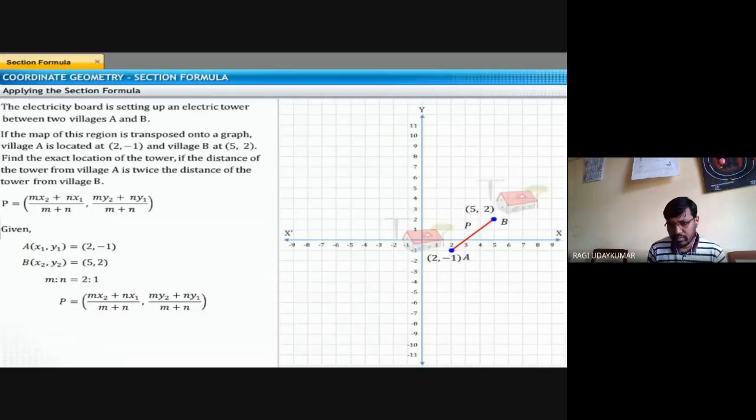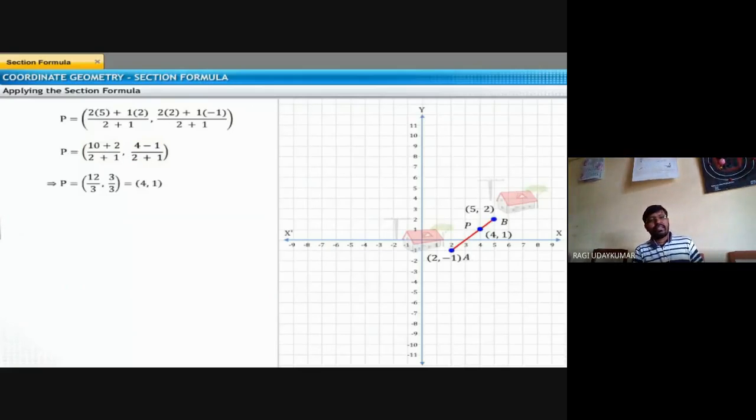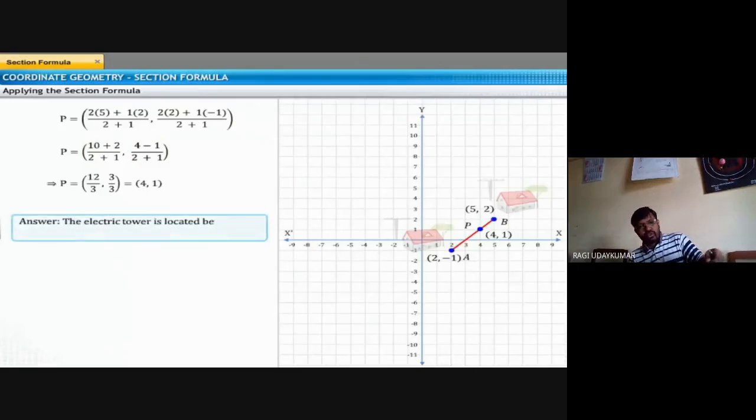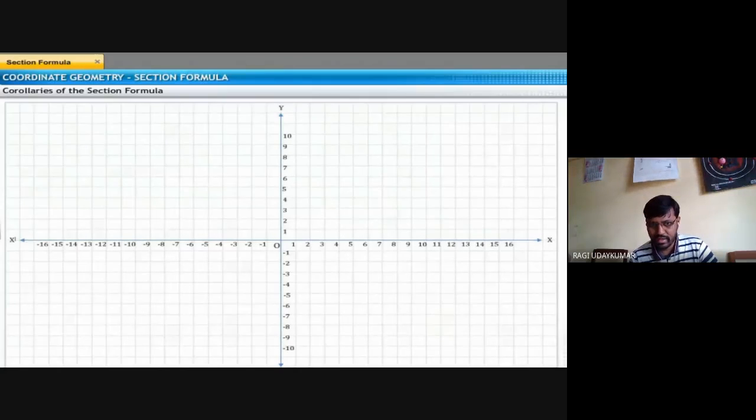Okay, or you can take into consideration that the points are substituted: in the m place 2 and in the n place 1, and x1, x2, y1, y2 formula points are taken into consideration and simplified. The point you are going to get is 12 by 3, 3 by 3. So that is nothing but 4 comma 1. So the electric tower should be located between the villages at 4 comma 1. Okay. So this is the section formula used for finding the points.